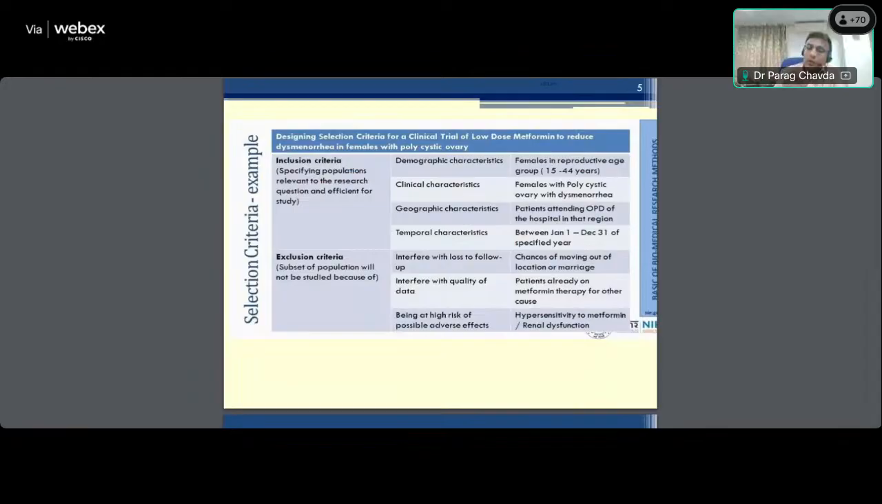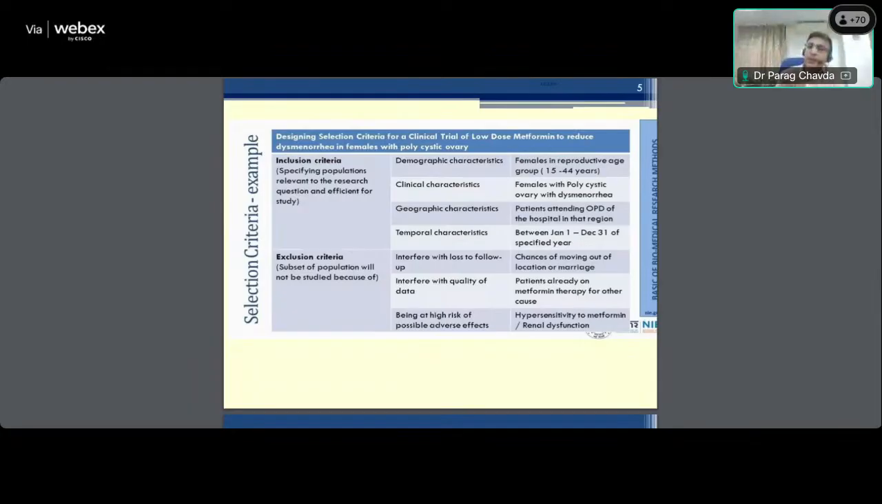But the investigator is not going to take all of them in their study. The investigator is going to take people who are geographically accessible, patients attending the OPD, and within a specified time, such as January 1 to December 31st.